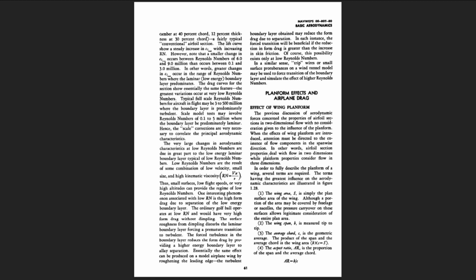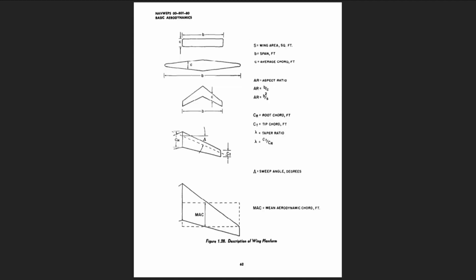Planform effects and airplane drag. Effect of wing planform. The previous discussion of aerodynamic forces concerned the properties of airfoil sections in two-dimensional flow with no consideration given to the influence of the planform. When the effects of wing planform are introduced, attention must be directed to the existence of flow components in the spanwise direction. In other words, airfoil section properties deal with flow in 2 dimensions, while planform properties consider flow in 3 dimensions. In order to fully describe the planform of a wing, several terms are required.